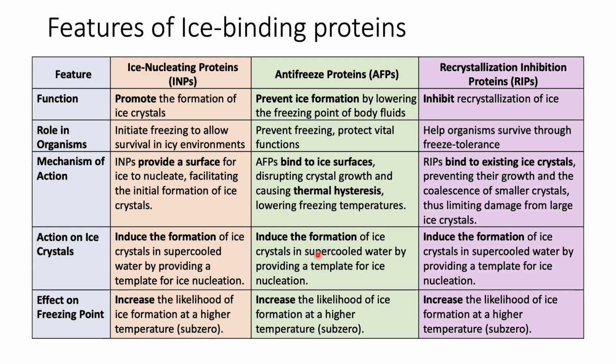And ice nucleating proteins induce the formation of ice crystals in supercooled water by providing a template for ice nucleation. They increase the likelihood of ice formation at higher temperature, that is sub-zero temperature also. So all of the three proteins increase the likelihood of ice formation at higher temperatures.